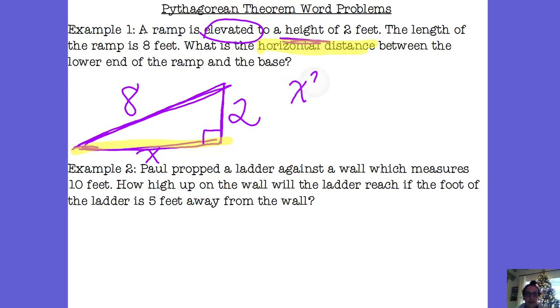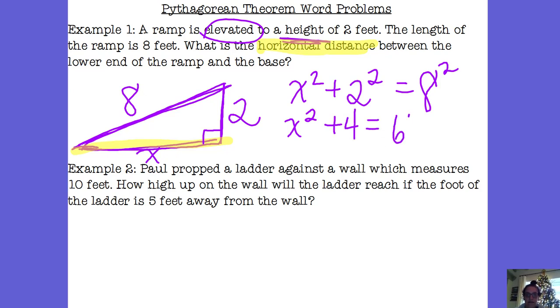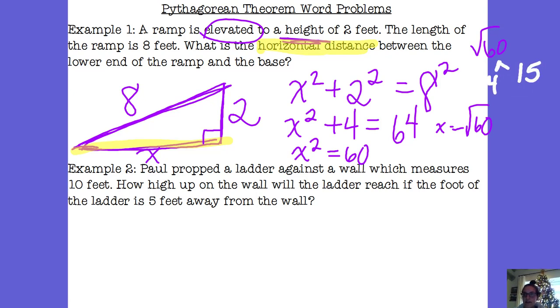So x squared plus 2 squared should be equal to 8 squared. X squared plus 4 is equal to 8 times 8, which is 64. So I subtract 4, x squared is 60. So x, that horizontal distance, is going to be the square root of 60. Well, if you think about the square root of 60, I'll do it kind of off to the side. 60 is 4 times 15. So the square root of 4 is 2. So 2 root 15, that's the answer in simplest radical form.